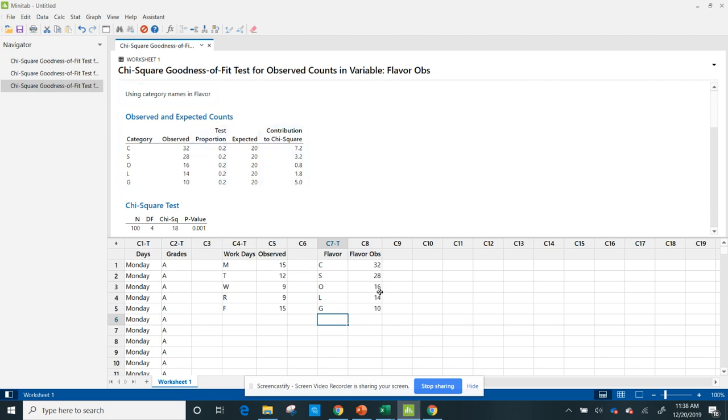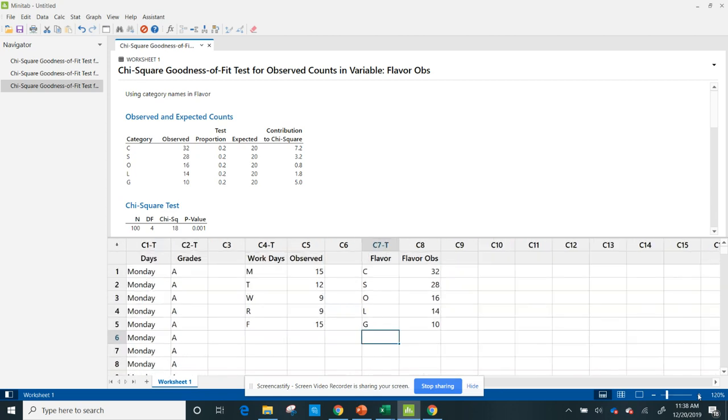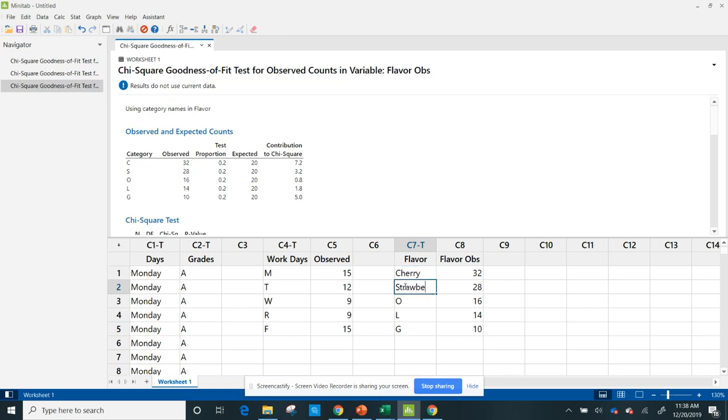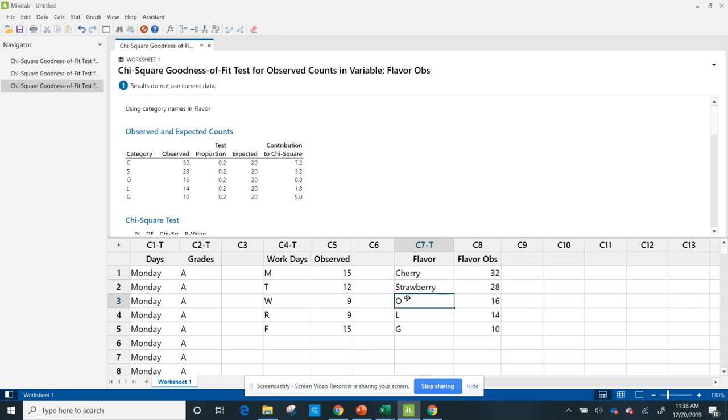So here, I'm going to make it bigger so you can see it. So here is the flavors. I just put them different. I did cherry. Let me type it in better. Cherry, strawberry, orange, lime, and grape.